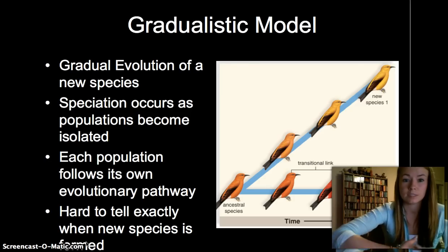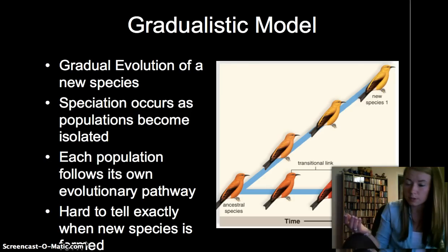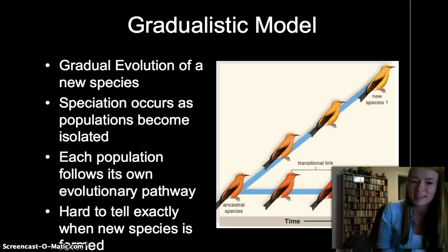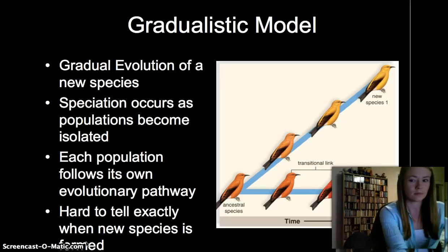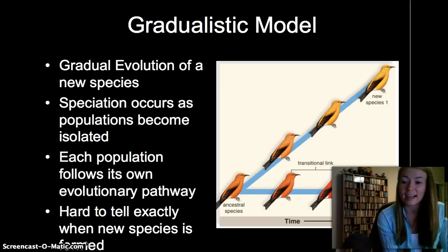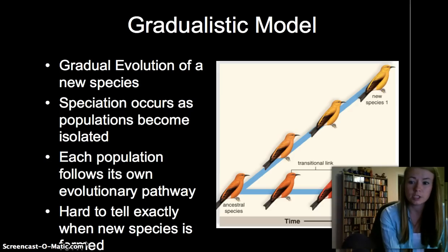So speciation, forming of new species, as a species splits into two, or as one changes over time, you remember that, because it occurs as populations become isolated. So that would be an example of what kind of speciation, I'm testing you. Allopatric speciation. And that happens when two species get separated by a geographic barrier. And so each population follows its own evolutionary pathway.